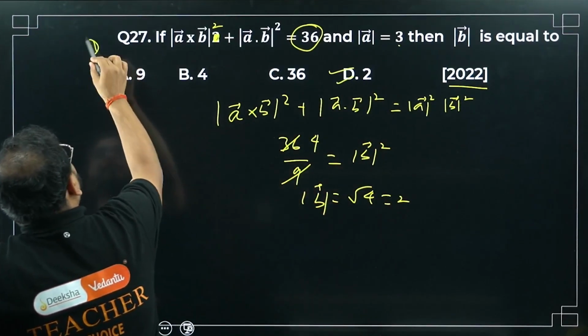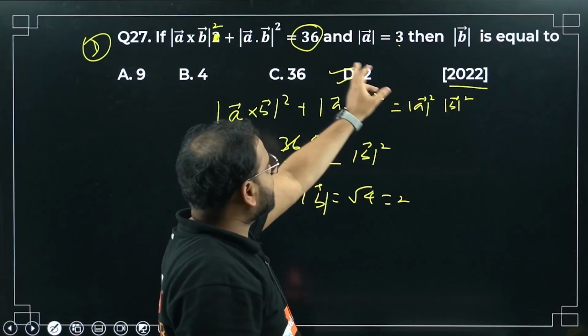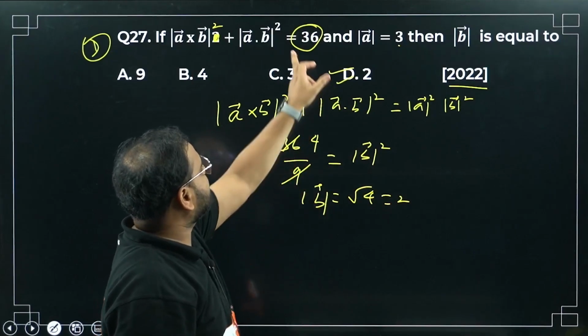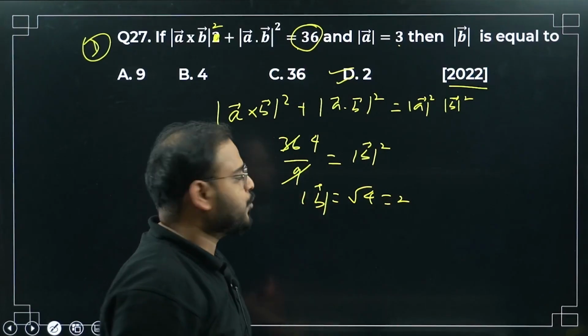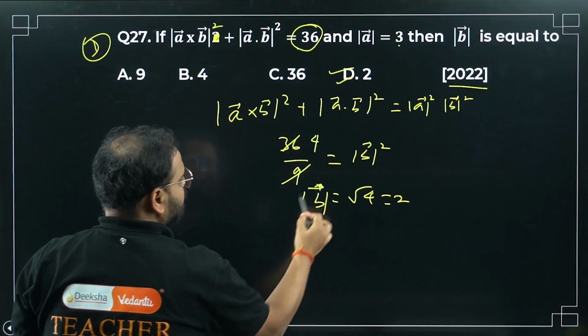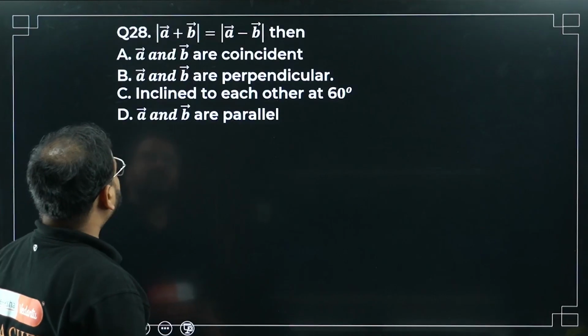Please check, correct? Vector A is 3, given, right? So vector A squared will be 9. So I've taken 9 over this side. This is given as 36. So 36 by 9 is how much? 4. Root of 4 is how much? 2. The answer is 2. Vector B mod is 2. Simple enough. Moving on to question number 28.